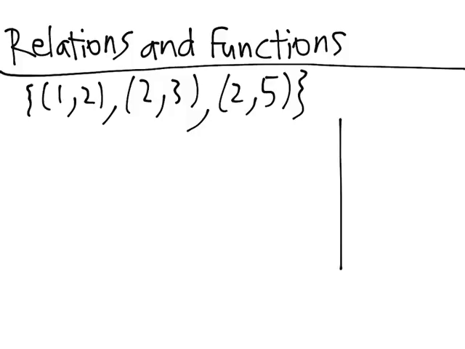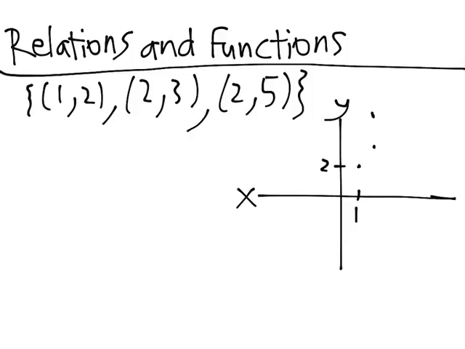If we draw some coordinate axes, the x-axis representing the first coordinate and the y-axis representing the second coordinate, we can plot these points. So the first one, (1, 2), would appear about here, if this is 2 on the y-axis and this is 1 on the x-axis. Then (2, 3) would be about here, and (2, 5) would be 2 points above it on the y-axis.